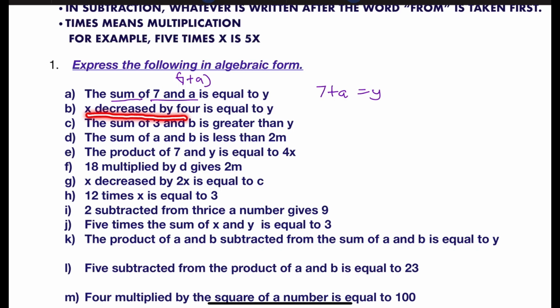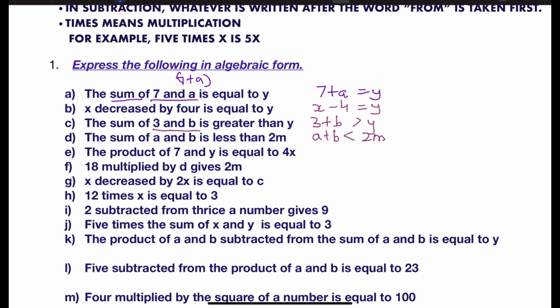X decreased by 4 is equal to y. The next one. The sum of 3 and b is greater than y. Over here you can use the greater than and less than signs. The sum of 3 and b means 3 plus b is greater than y. D. The sum of a and b is less than 2m. So a plus b is less than 2m.